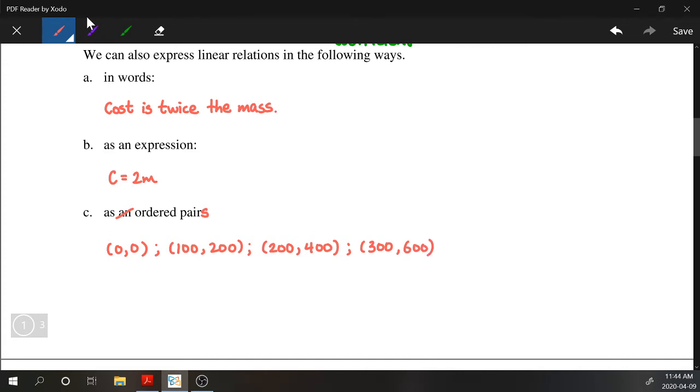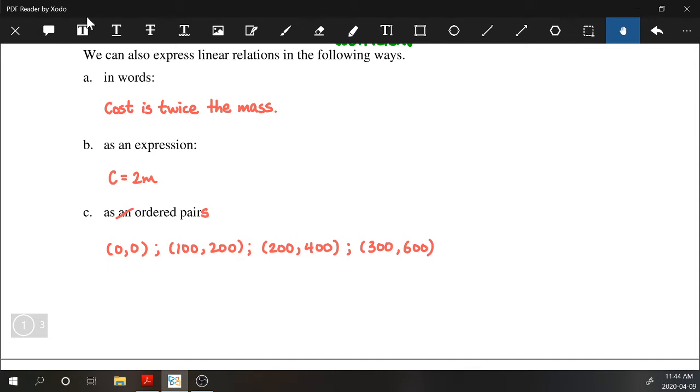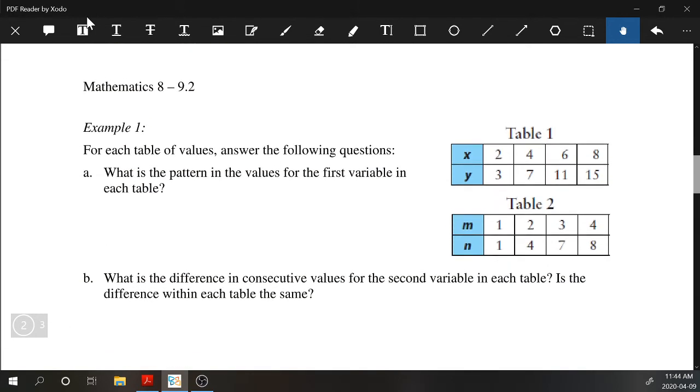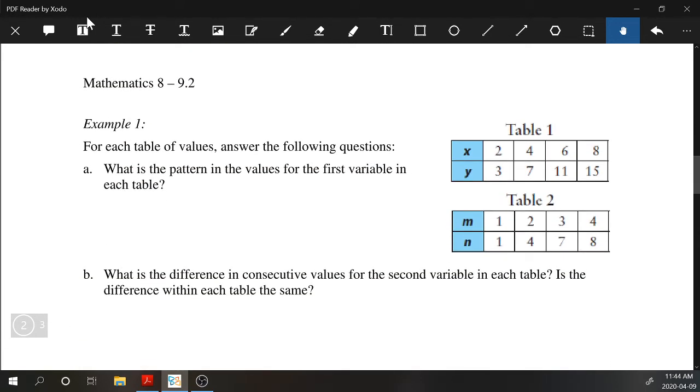Okay, so moving right along, we'll also have instances where we don't have a linear relation. So I'll make it pretty obvious that it is not in the example. So let's look at these two tables of values together.